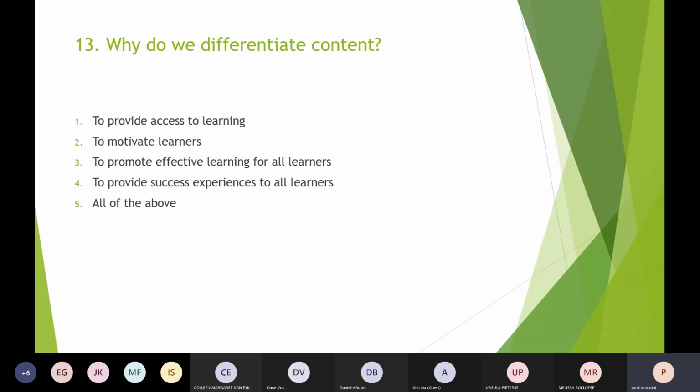We also provide successful experience to all learners, because remember, when you differentiate content, you will give different activities to learners with different functioning levels. So you will include all of them, and all of them will gain successful experiences at the end of the day by differentiating the content. So that's why I say it's all of the above. Do you have any question for me on that, or do you agree with number 5 now, students?